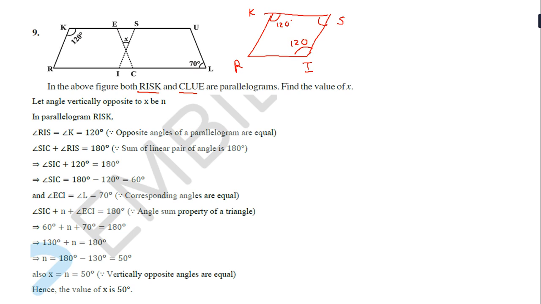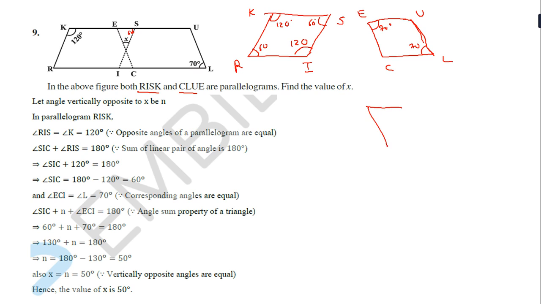Sum of linear pairs, so here it is 60. S, I, C. Now here it is 60. Again here it is also 60. The question is find X. Already I have got 68 here. Now C, L, U, E. Again here it is 70. So here it is also 70.